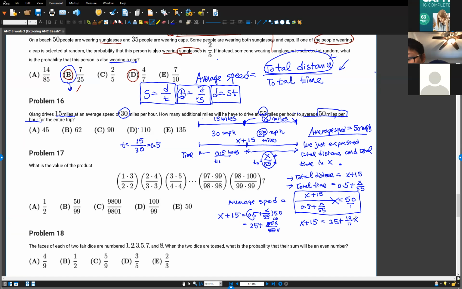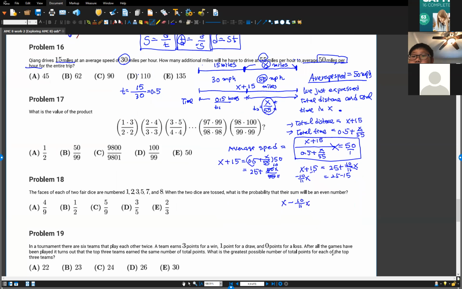Okay. Now, minus 10 over 11x, this is out. Minus 15. 25 minus 15, right? That's the equation. So, x minus 10 over 11x, how much? How can you simplify? x, the common denominator is 11, so times 11 over 11. So it's going to be 11x over 11, that is x.